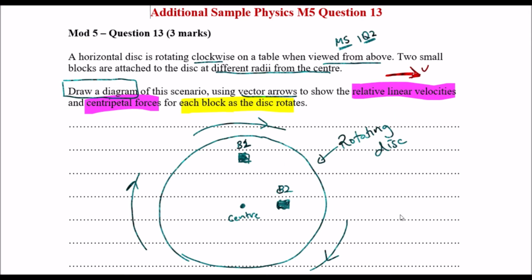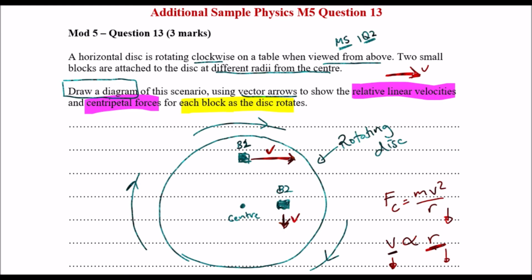What we know from the centripetal force formula is that velocity is directly proportional to radius. If the radius is small, velocity is also small to maintain the same centripetal force. If the radius is large, then the velocity is also large. So we should expect that the linear velocity of B1 is bigger than the linear velocity over here.